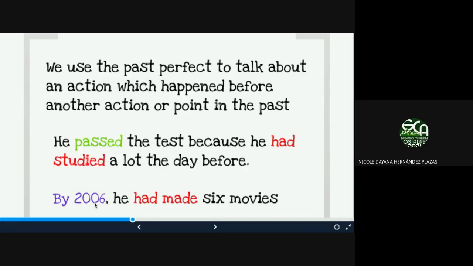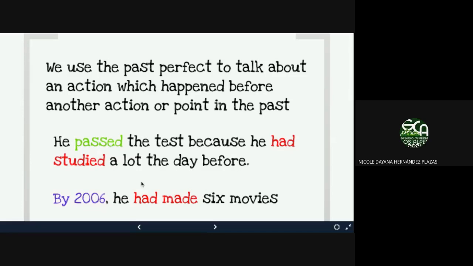Oh my gosh. Take a look to this example. By 2006, he had made 6 movies. Let me ask you, do you have like a structure or something in past simple? Yes or no? Teacher, could you repeat the question, please? Yeah. Take a look to the second example we have here.